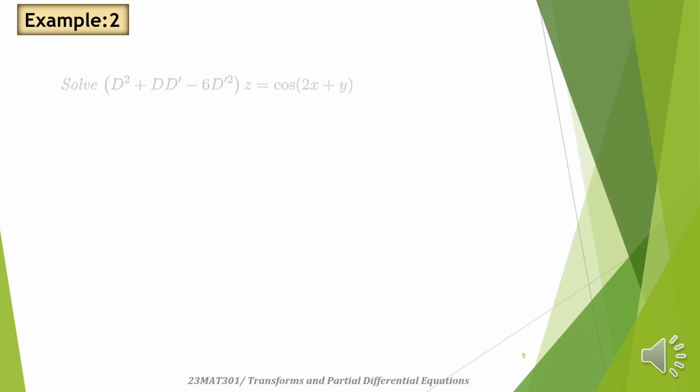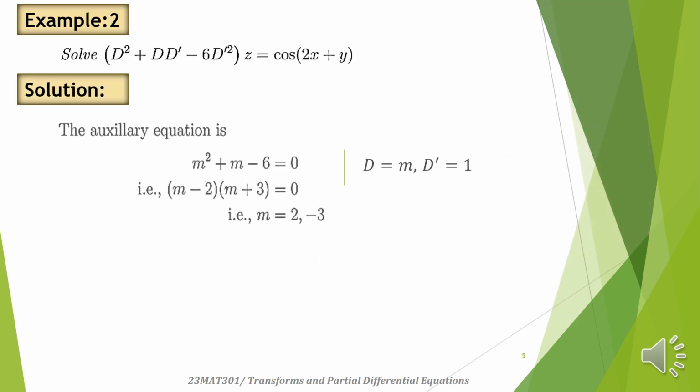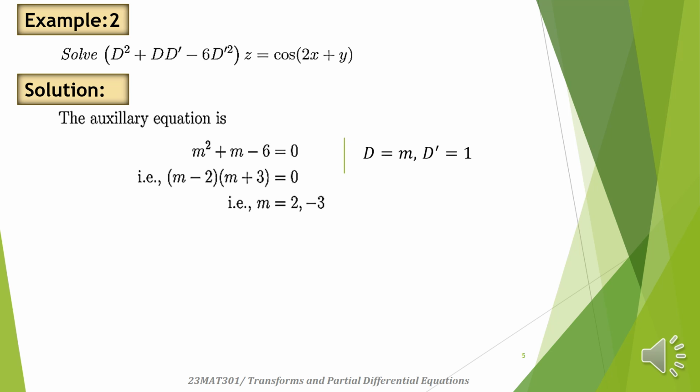Example 2. First you have to solve it. m square plus m minus 6 equal to 0. So m is equal to 2 and minus 3. So y plus 2x and y minus 3x.